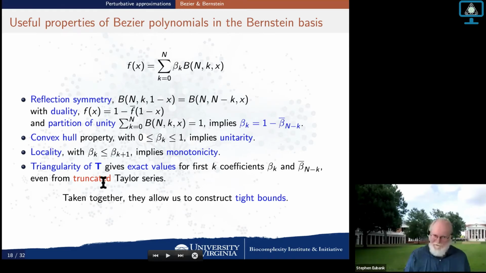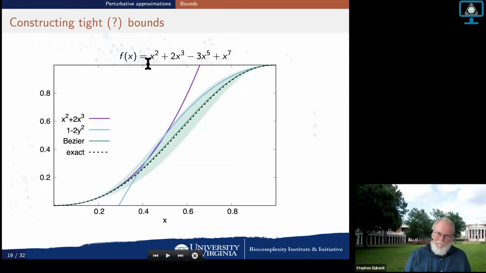So even if I truncate the Taylor series, which, if you remember, came from that inclusion-exclusion expansion, if I truncate the inclusion-exclusion expansion, I can still get exact values for these coefficients. If I do all these things together, I can construct tight bounds. So this is the picture I showed you before. Now I'm revealing what the mystery function was that I took the Taylor coefficients of.